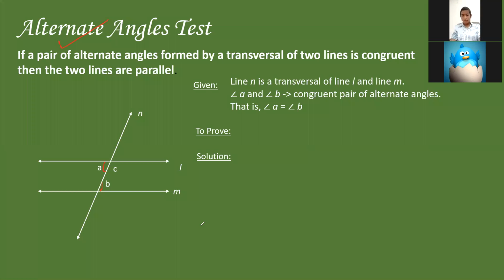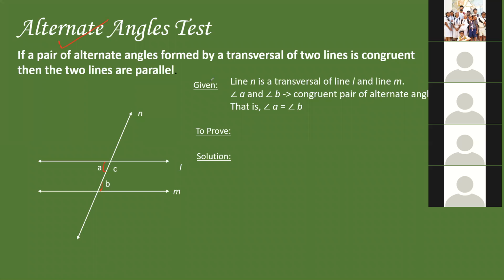All right, okay, folks. So in the given, we have line N as a transversal, and lines L and M. So line N is this, line L is this, and line M is this. Angle A and B are a congruent pair of alternate angles. This is given in this statement over here. They are congruent, that is angle A is equal to angle B. So this is already given.